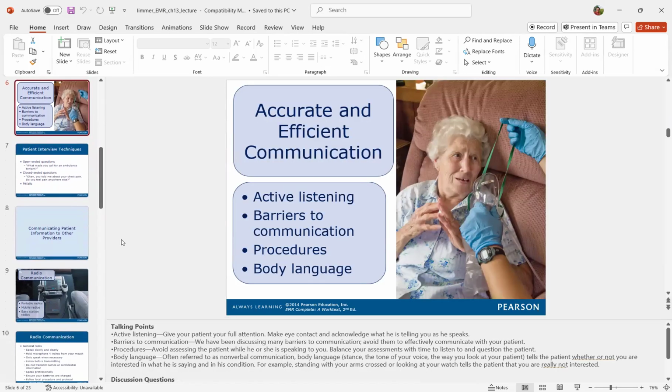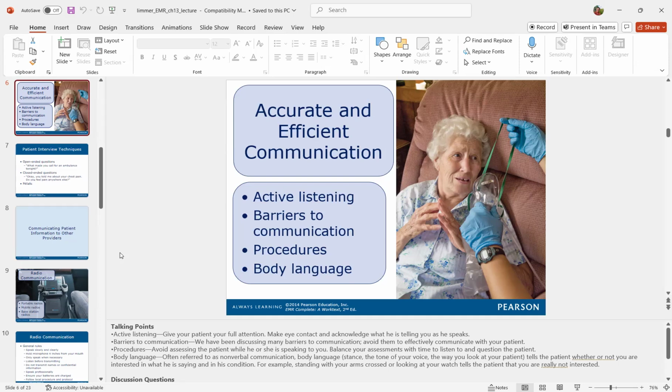We want to use some techniques. So active listening, give your patient your full attention, making eye contact with them, acknowledging what they're telling you when they speak. There's some barriers to communication. So we've kind of been discussing some of those through communication. So avoiding them to effectively communicate with our patient. So some of those barriers, again, like turning the lights on, turning the noise off, that type of thing.